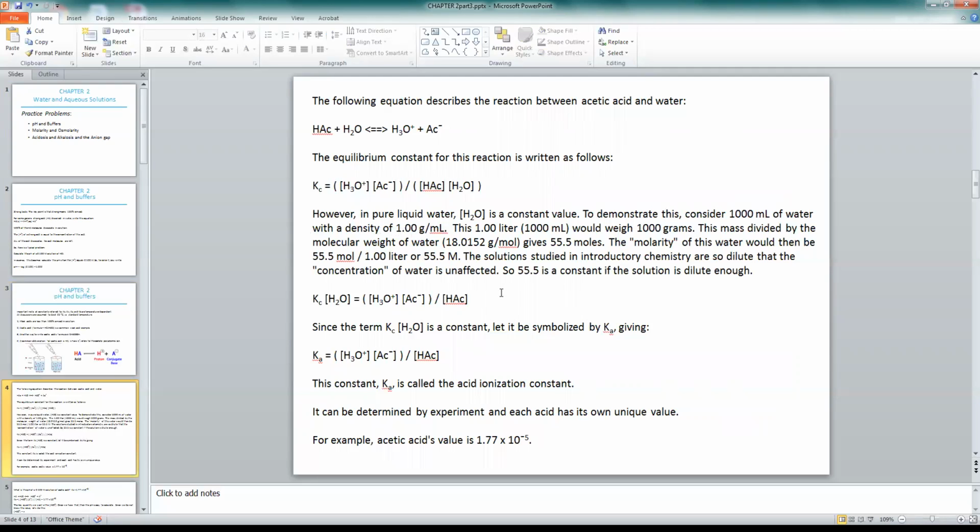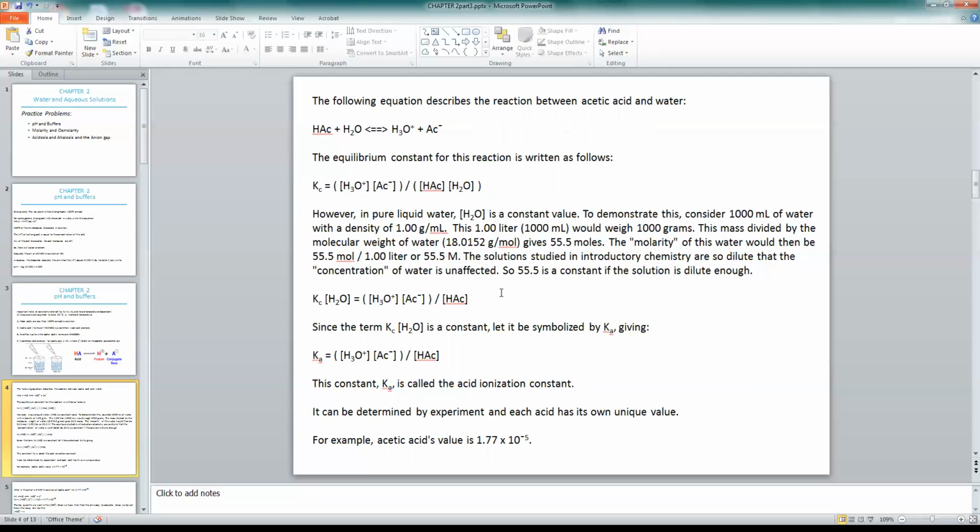And if I were to take that mass and then divide it by the molecular weight of water, that's going to give me 55.5 moles. The molarity of this water would then be 55.5 moles divided by 1 liter, or 55.5. The solutions that we study, say, in introductory chemistry, are so dilute that the concentration of water is unaffected. Because typically we're dealing with dilute solutions in living organisms, the concentration of water is also going to be unaffected. So that 55.5 is a constant, and therefore we can exclude it from our expression, which is what you see in the Kc.